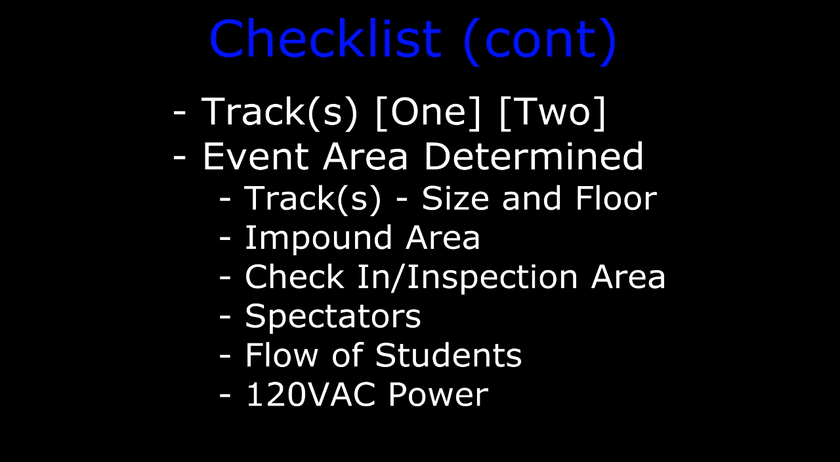Let's continue building the checklist. 1. Figuring out how many tracks you need. 1 or 2, very important. The event area, again, we want to look at the general area here. Do you have the tracks, the size, the floor is acceptable? You've got the impound area, the check-in area. You've got a spot for spectators, and let's not forget flow. And lastly, let's make sure there's AC power nearby.